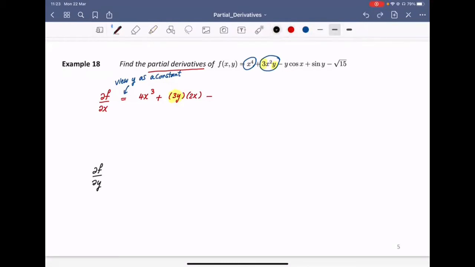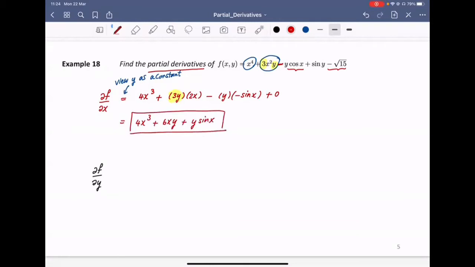And then the next term, you have y times cosine x. The sign is going to be negative first. So negative here, you have y times cosine x. y is constant, so you just keep y there. You do not need to differentiate y, and then differentiate cosine x, so you get negative sine x, right? Differentiate cosine, you get negative sine. And then a constant, you differentiate, you get 0. So at the end, you simplify a little bit. You get 3x cubed plus 6xy plus y sine x. This is your answer.